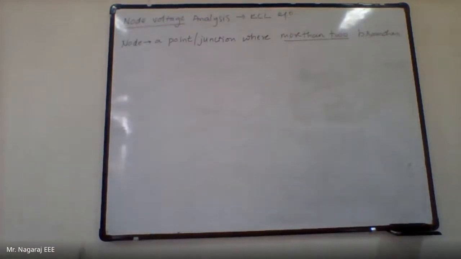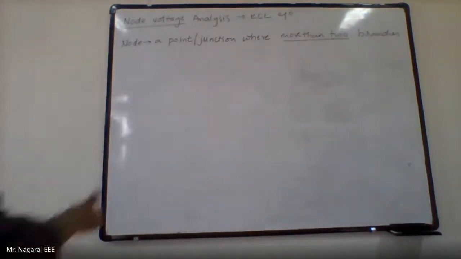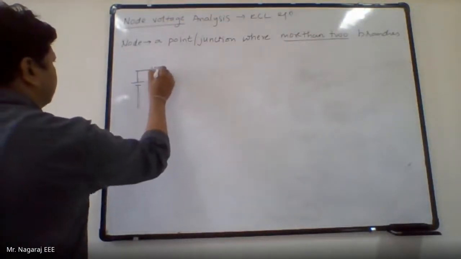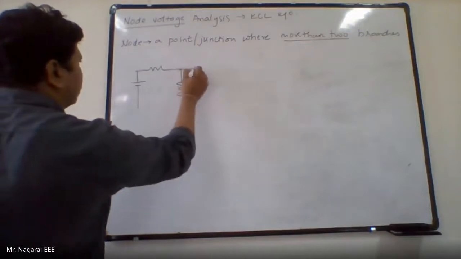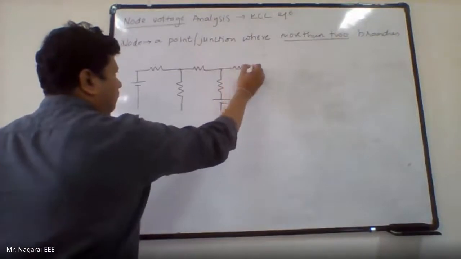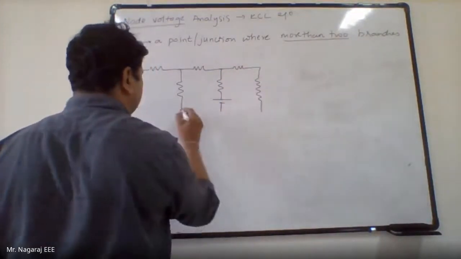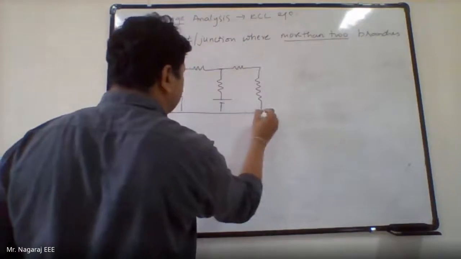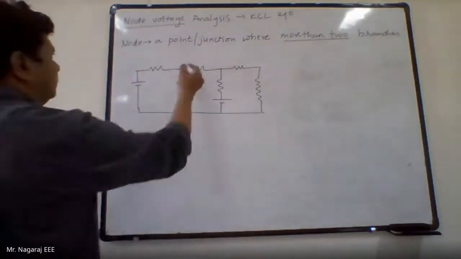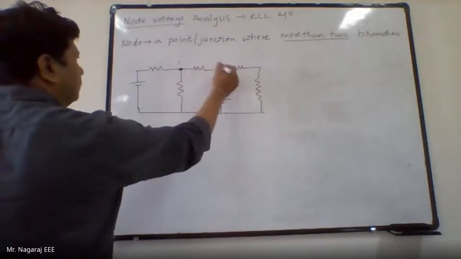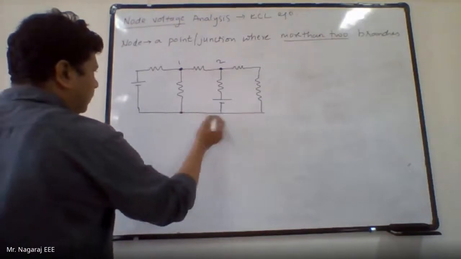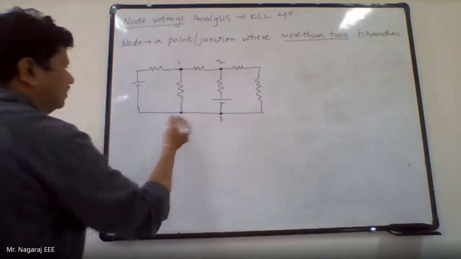I have, for example, I will take a circuit. I have some... So how many nodes do I have here? This is one node. This is two node. You can observe there is one node, three node, and four node.